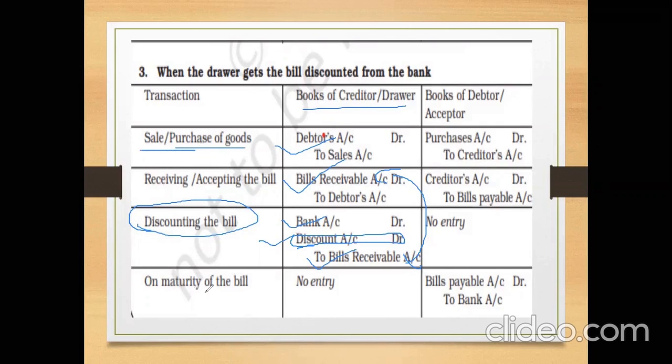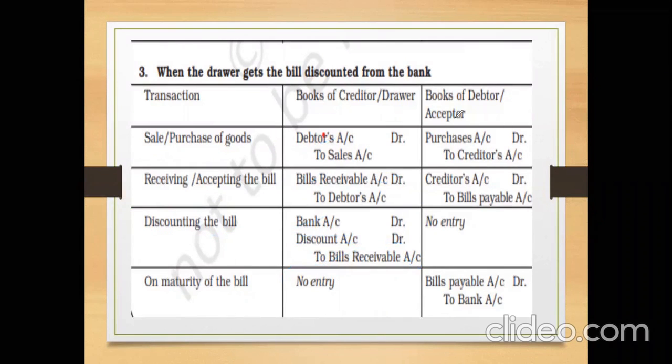On the maturity of the bill here, the drawer has already received the money, so he is not waiting for the date of maturity. So there will be no journal entry on the date of maturity of the bill when the drawer has already discounted the bill with the bank.